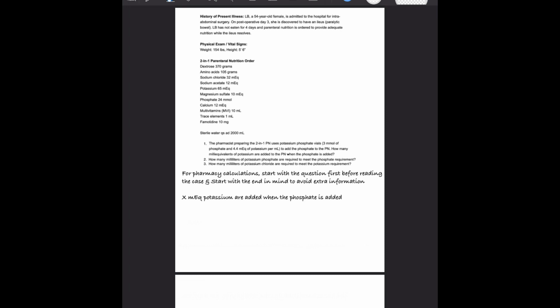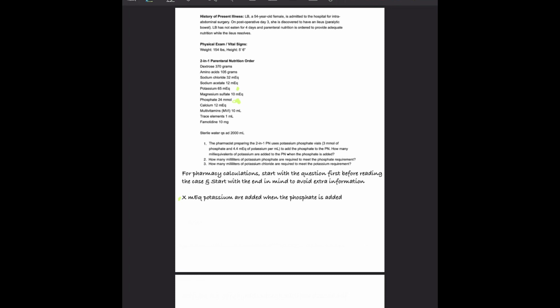So let's go ahead and see what our requirements are. For 1, the requirements that we have are potassium 65 milliequivalents right here, and we also have, let's look for our phosphate, 24 millimoles of phosphate up here. In other words, I would like to rewrite number 1. It says how many milliequivalents, I can put X. So down here I will put X milliequivalents of potassium are added when the phosphate is added.